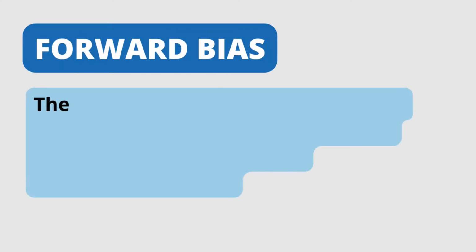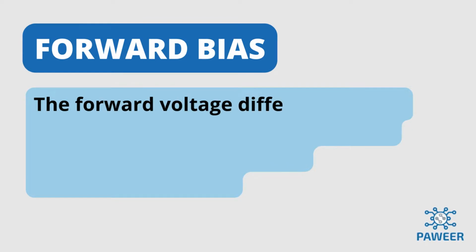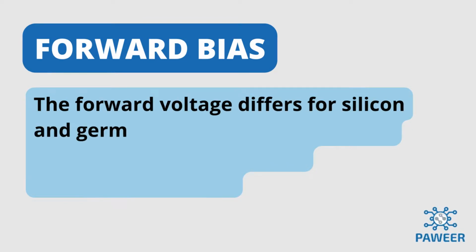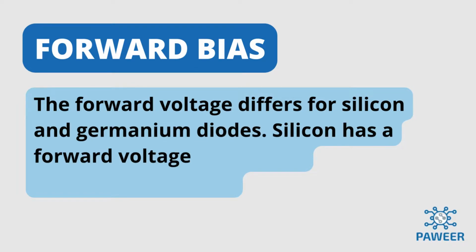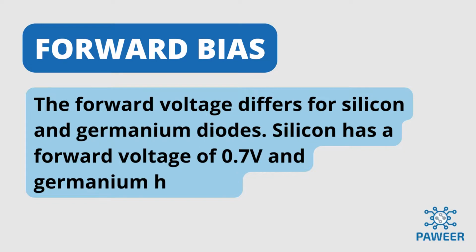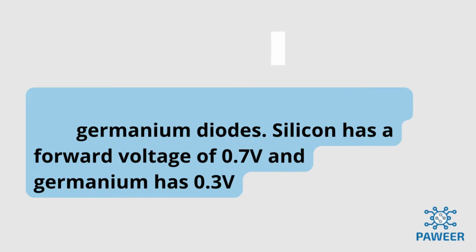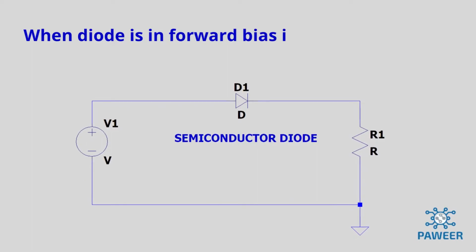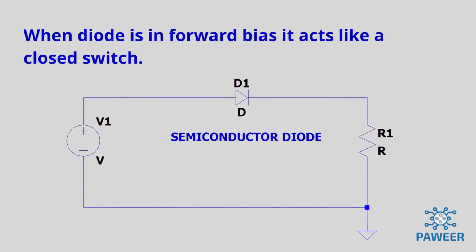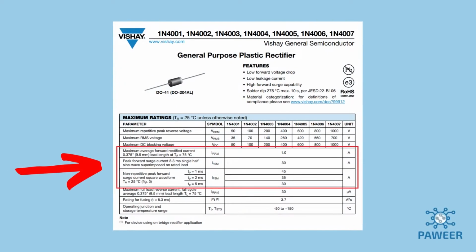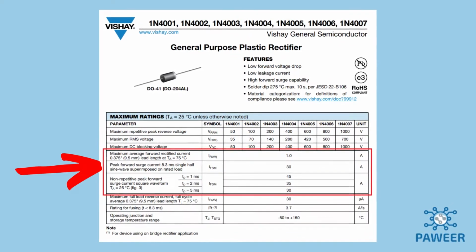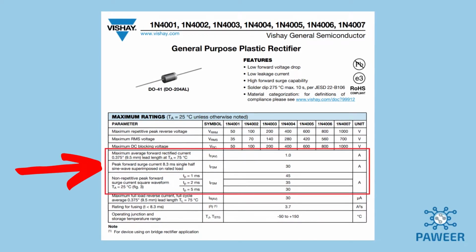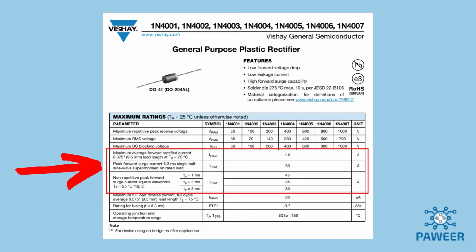Second is forward bias. The forward voltage of silicon and germanium is different. For silicon, the forward voltage is 0.7 volts, and for germanium, the forward voltage is 0.3 volts. When a diode is in forward bias, it acts like a closed switch. In semiconductor diodes, the maximum current is always stated in the datasheet. So, before using the diode, ensure that the current passing through the diode is within its derating.